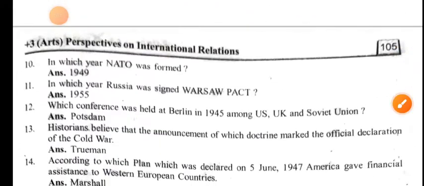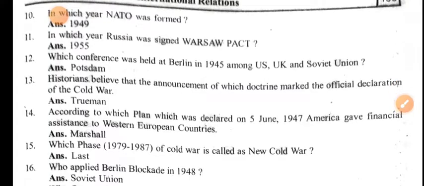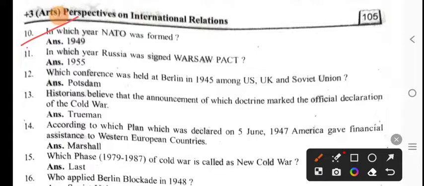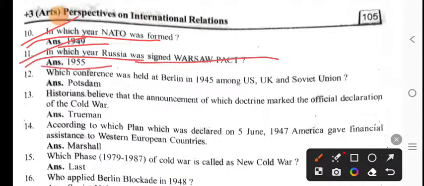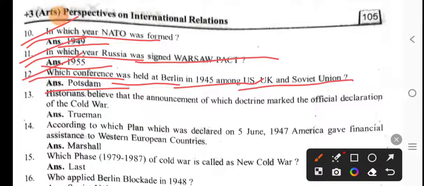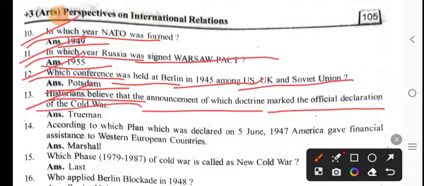In which year was NATO formed? In 1949. In which year did Russia sign the Warsaw Pact? In 1955. Which conference was held at Potsdam, Berlin, in 1945 among the US, UK and Soviet Union? The Potsdam Conference. Historians believe the announcement of the Truman Doctrine marked the official declaration of the Cold War.